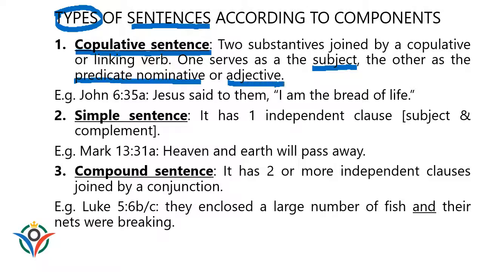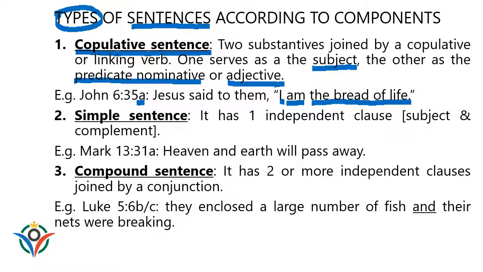So here's an example from the scriptures. John 6 verse 35, the first part of it, Jesus said to them, "I am the bread of life." All right, so there I is the subject, am is the linking verb, and the bread of life would be your predicate.